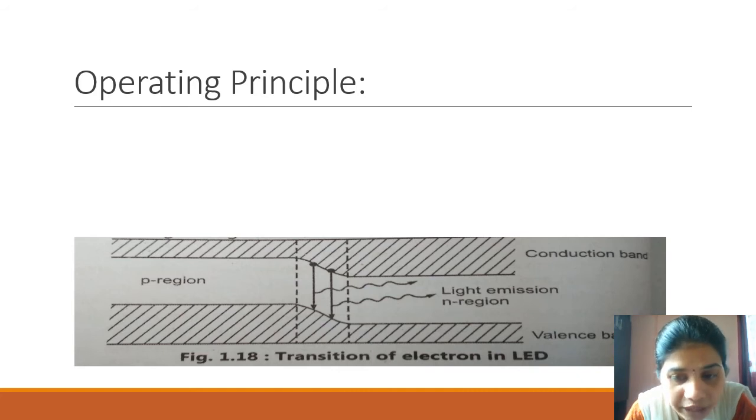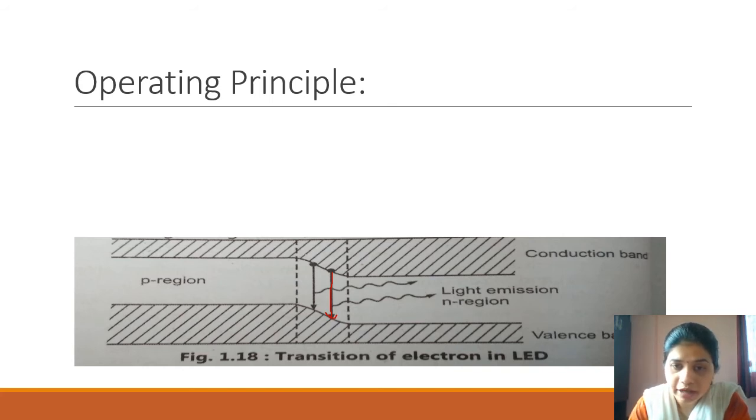Now let us see the operating principle. What happens when the LED is forward biased? Remember that LED works in the forward bias mode only. In reverse bias, no current flows through it. So when it is forward biased, the electrons which are in the conduction band and have higher energy jump towards the valence band. As we know, in the valence band, the energy of electrons is lower as compared to that of the electrons in the conduction band.